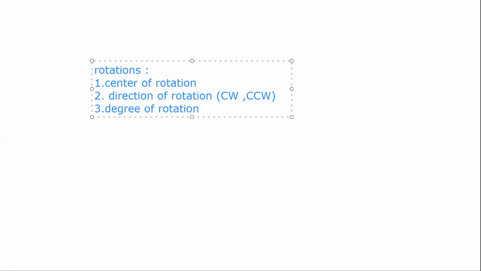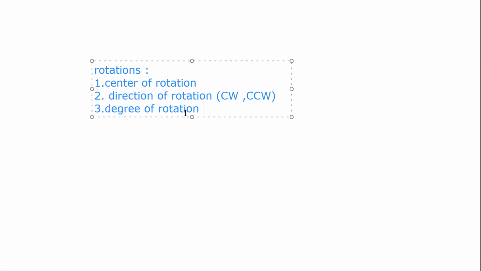As I told you, these three things should be mentioned in any example. Where is the point of rotation? It will be a point. It will tell you point P is the center, point C is the center, or the origin is the center. It should give you the direction of rotation, either clockwise or counterclockwise. It should give you the degree of rotation. In the example, it is 90, it is 70, it is 60, whatever. So these three main things should be mentioned in your example before you start solving or before you understand what's happening in your example.